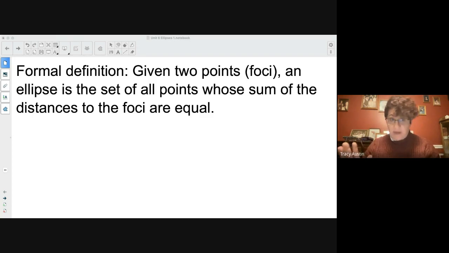And we'll get more into that on Friday. We'll do the paper folding and we'll go outside and we'll do the chalk definition so you can actually see how they're created and equidistant from two foci. But for right now, this is the formal definition. Okay, so pieces that we need to know.